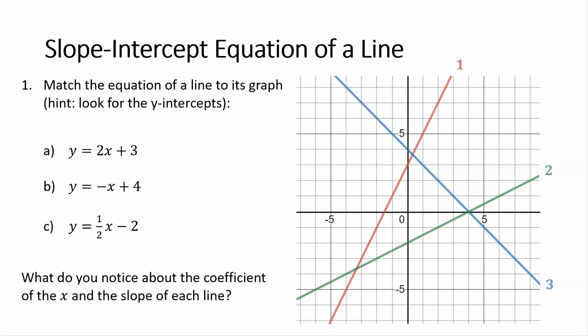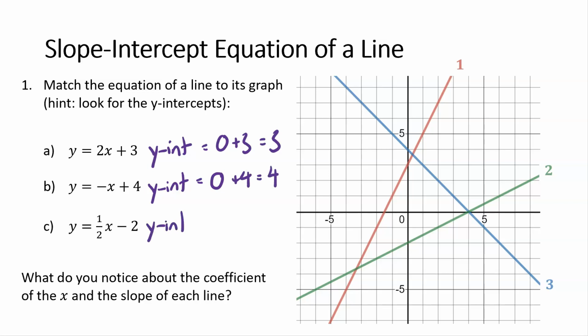So as a reminder, the y-intercept is where your graph or your line intersects the y-axis. It's when the x value of your function is 0. So for the y-intercept, we'll just set our x values to 0. So for a, you'd have 2 times 0, which is 0, plus 3. So your y-intercept is 3. Or the y-intercept for b would be -0, or just 0 plus 4, which is 4. And the y-intercept of c equals 0 minus 2, which is just a -2.